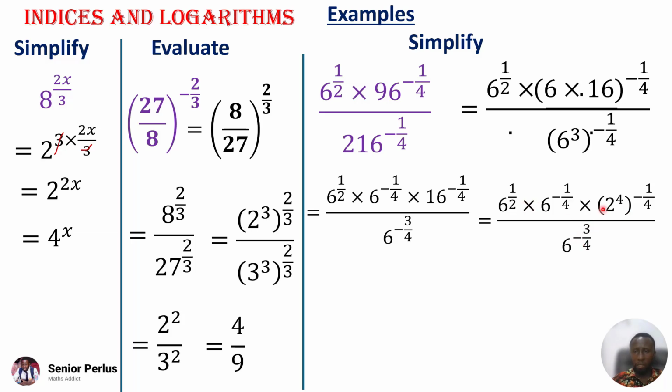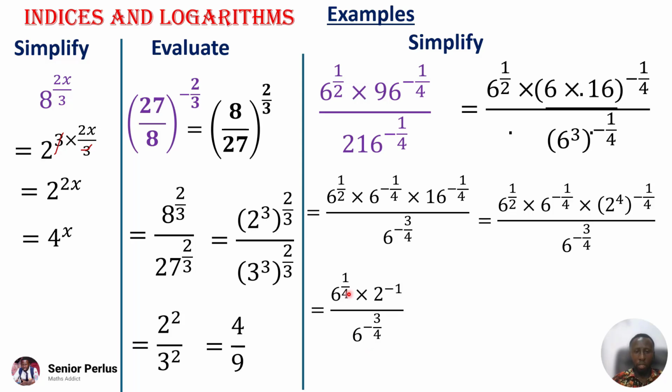So now things are a bit easier. I have 6 here, so I can use the product law. Okay, so I'll keep the base here. So 6 to the power 1 over 2 plus minus 1 over 4. So plus minus 1 over 4 is minus this. Okay, so 1 over 2 plus minus 1 over 4. So this one we get what? 1 over 4. Then this one will cancel the 2 to the power 4. We'll cancel this. That's why we have this and this.